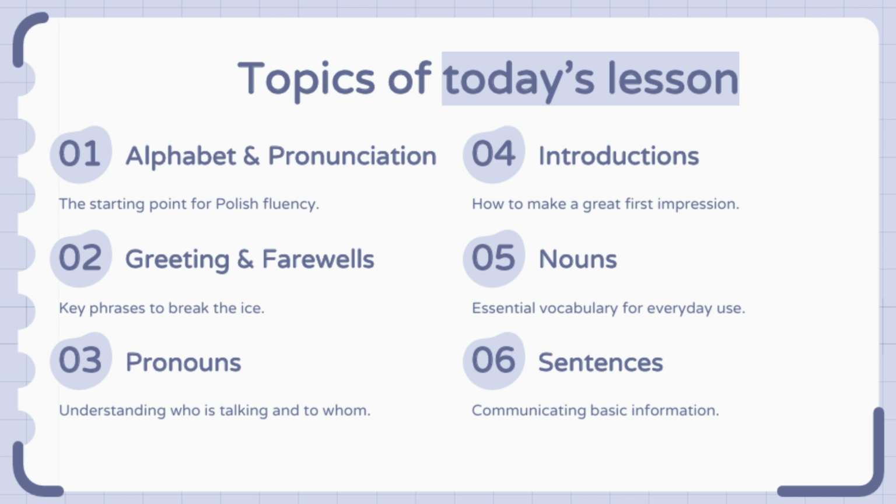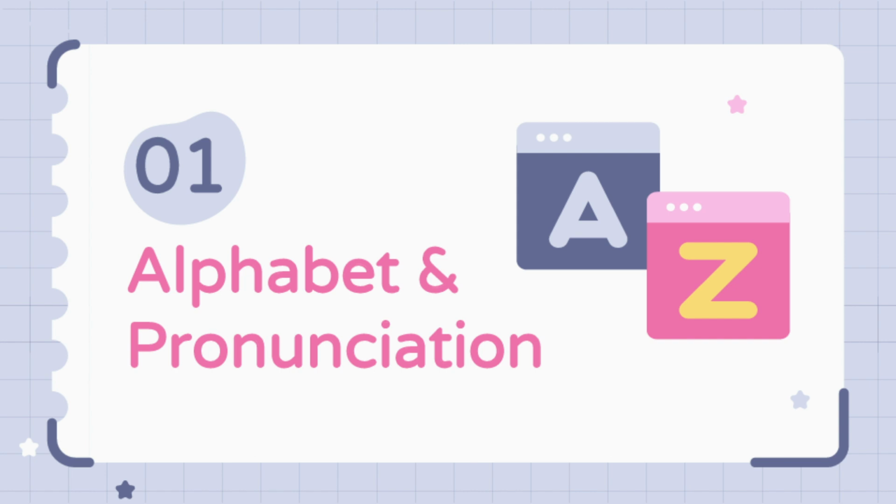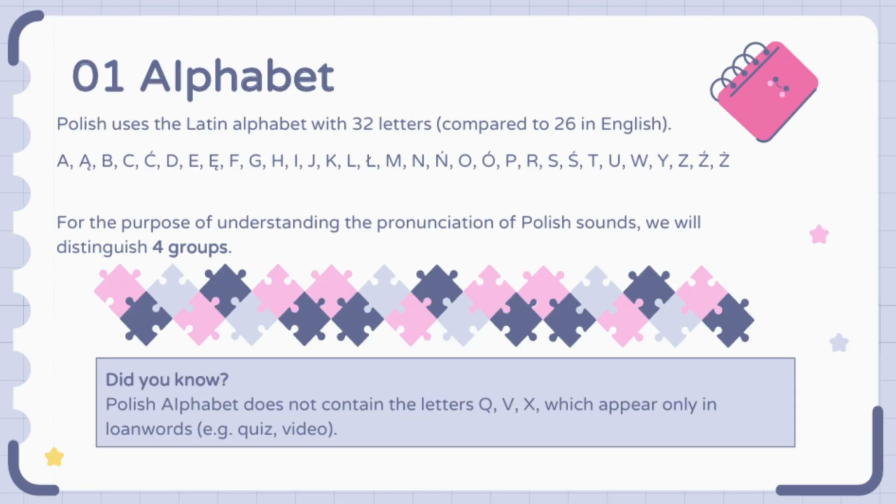So, first of all, alphabet and pronunciation. I'm not going to teach you how to pronounce everything perfectly, but we do need at least a bit of a crash course on that, because I feel like a lot of people might struggle with even being able to read. I think that is just necessary. That is always what you should start with when you're learning a foreign language. Then greetings and farewells, pronouns, introductions, nouns, and we're gonna get into some basic sentences. We're gonna start, as I said, with alphabet and pronunciation.